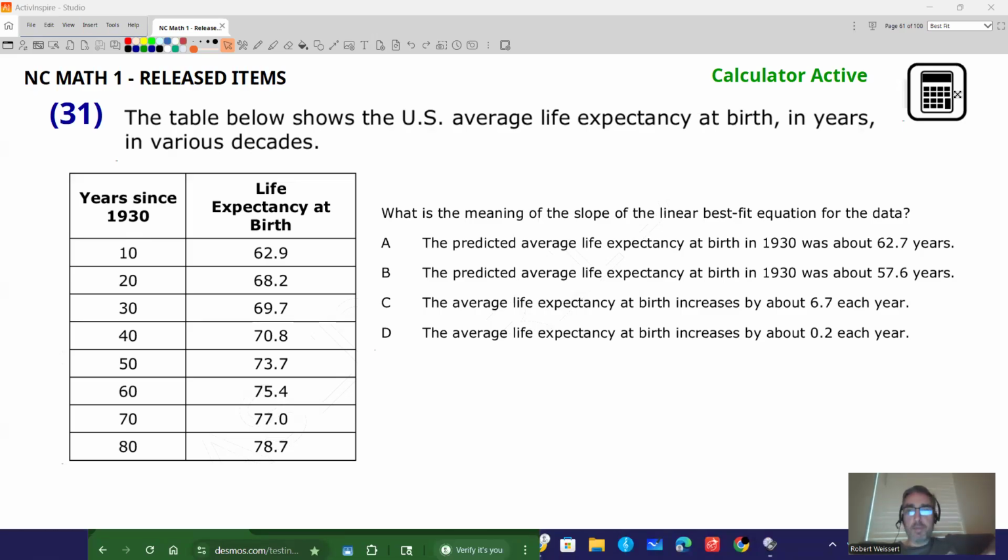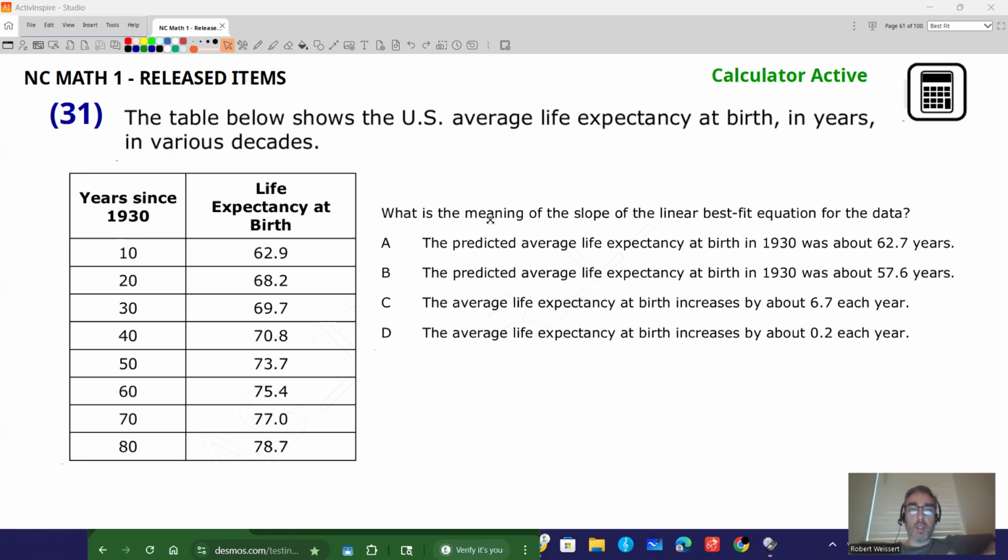NC Math 1 released items, question 31 from the calculator active section. The table below shows the U.S. average life expectancy at birth in years in various decades. Here's the table of values. X is going to represent the years since 1930, and the life expectancy at birth will be the Y values. Again, you can see those there.